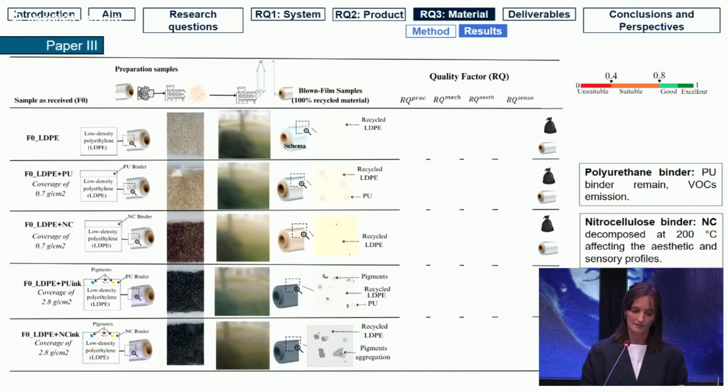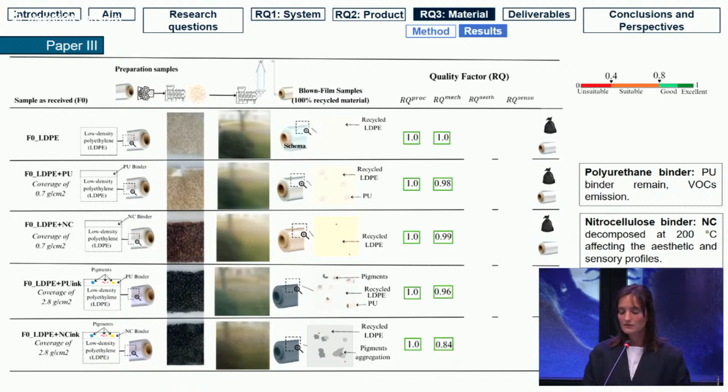If it's a 0, you cannot use it. We did that for 4 types of properties. The first 2 are the processability and the mechanical properties, and they are common for the 2 types of plastic products. We can see that in that case, the contamination does not affect the usability of the recycled material in the product.